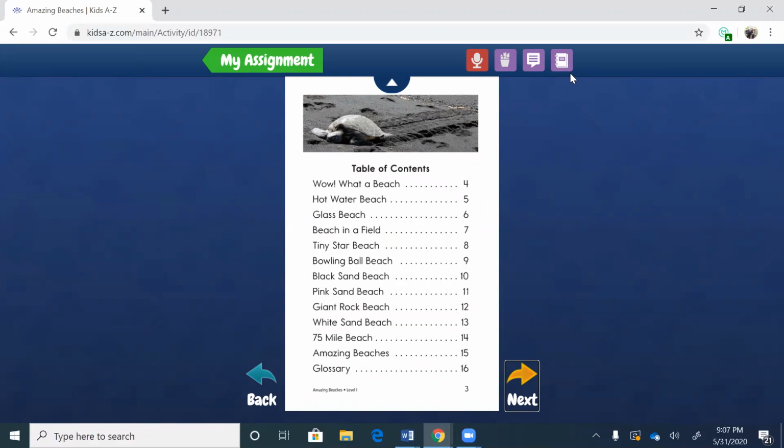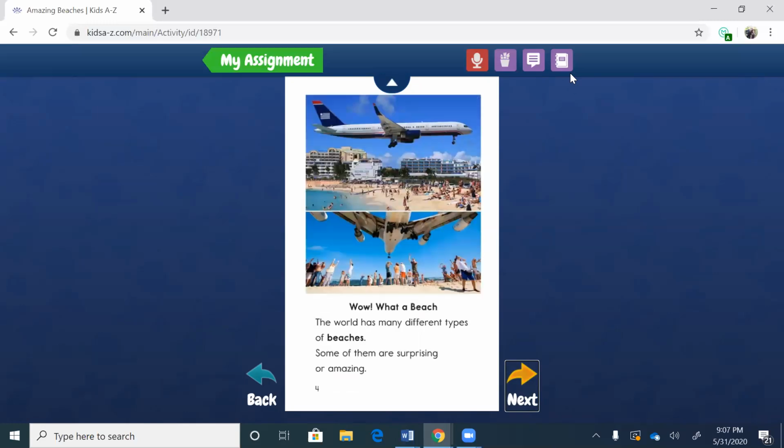Now remember, the table of contents is your reference point. So when we get to the quiz, if we need help, we can go back to the table of contents to find out where we need to go. Now, because this is nonfiction, in bold before the words start, that's called a heading, and that tells us what we're going to read about. It says, wow, what a beach. The world has many different types of beaches. Some of them are surprising or amazing. So that's like the introduction to the book to get us all excited.